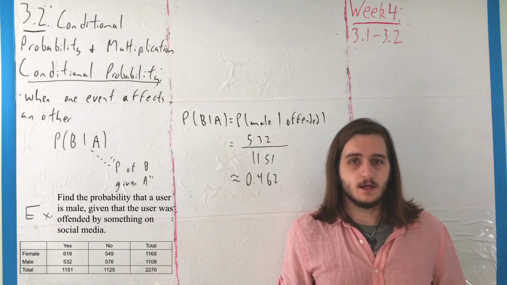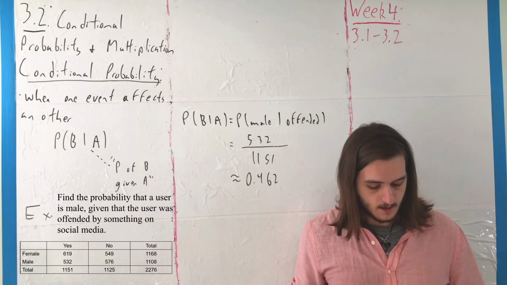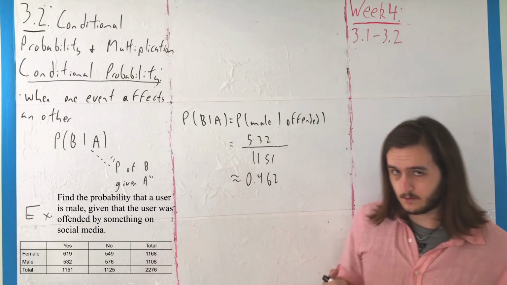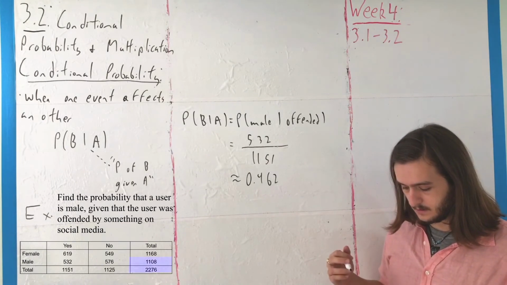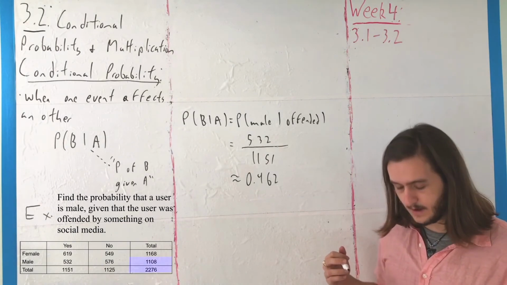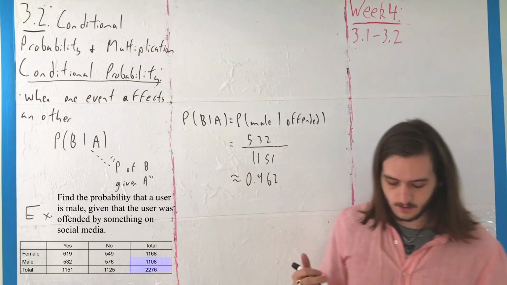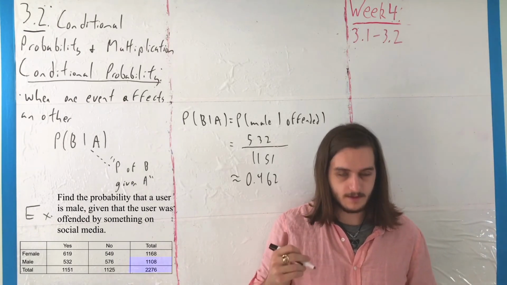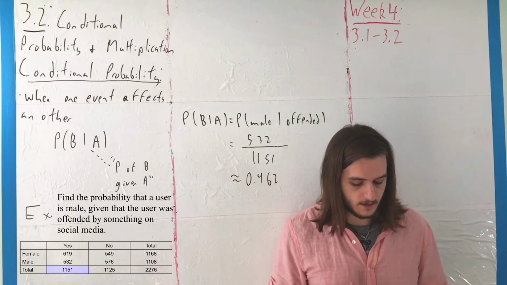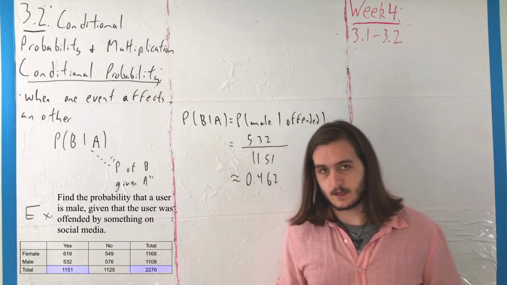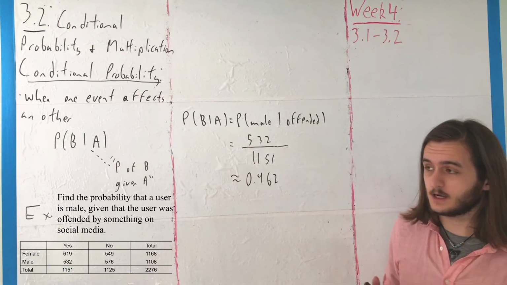Where it's important to notice here that looking at this conditioned value, it's fairly different than what we would get if we wanted to talk about the probability of someone being male regardless of whether they were offended, which here would be 1108 out of 2276. Or for that matter, the probability of getting someone who was offended regardless of whether or not they're male, which would be 1151 out of 2276. In either case, that's not the 46% that we get here.